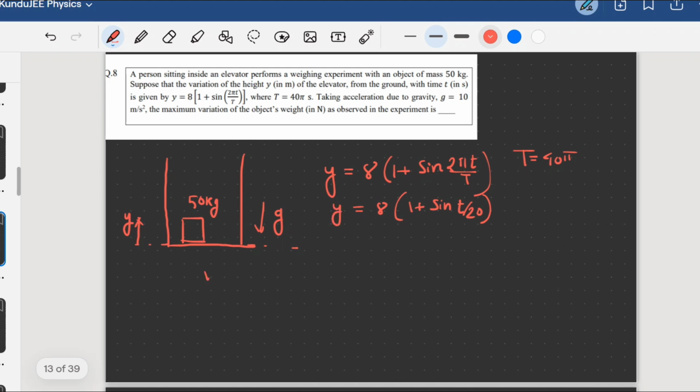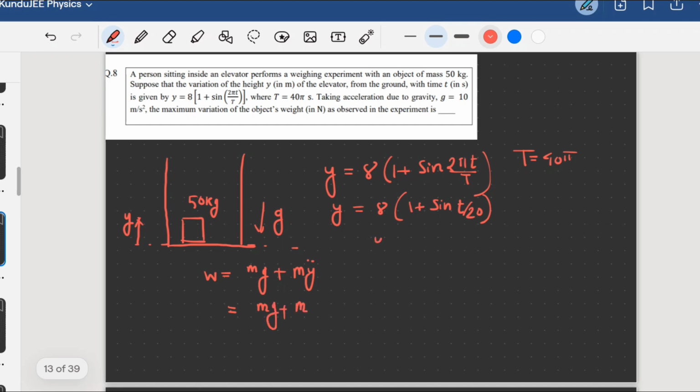Now the weight of the mass is m into g, but there will be another component of weight due to the variation of the height of the lift, that is y double dot. So we can directly write m y double dot, because the height of the lift is continuously varying, and due to that one more acceleration component is getting generated, that is y double dot. So the pseudo force because of that acceleration is m y double dot. So weight will be mg plus m y double dot.